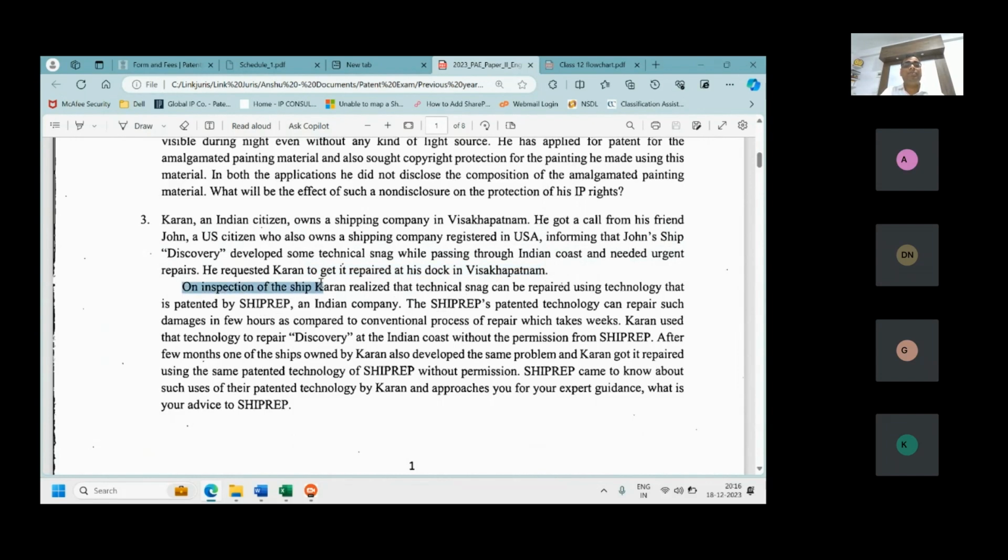On inspection of the ship, Karan realized that the technical snag can be repaired using the technology that is patented by Shiprep, an Indian company. Shiprep's patented technology can repair such damages in a few hours as compared to the conventional process of repair, which takes weeks. Karan used their technology to repair Discovery at the Indian coast without permission from Shiprep. After a few months, one of the ships owned by Karan also developed the same problem and Karan got it repaired using the same technology of Shiprep without permission.